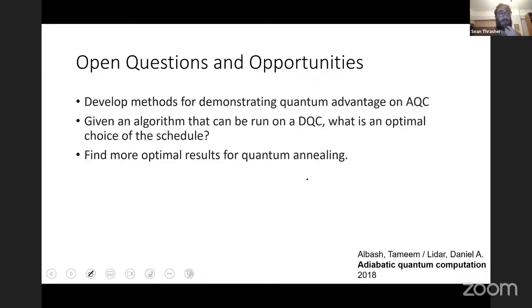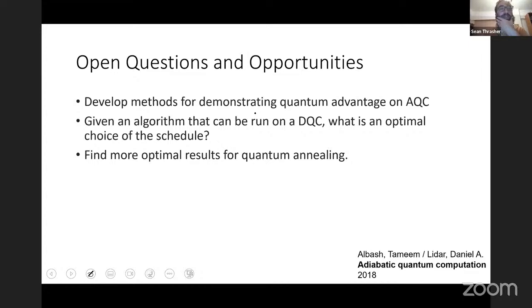So just to summarize the open questions, because we're still in the NISQ era and you've still got a lot of noise, it's an important problem to develop methods for demonstrating quantum advantage on analog quantum computers. And then, just as I discussed here, another separate problem is, what is an optimal choice of a schedule? What is the optimal choice of the function that takes you from initial to final Hamiltonian? And then the final third problem, which we discussed earlier, is to find better results for quantum annealing.